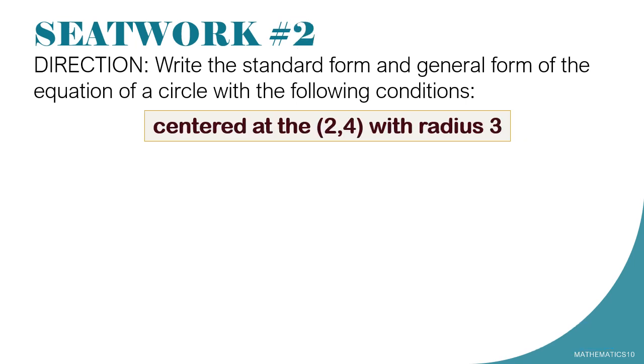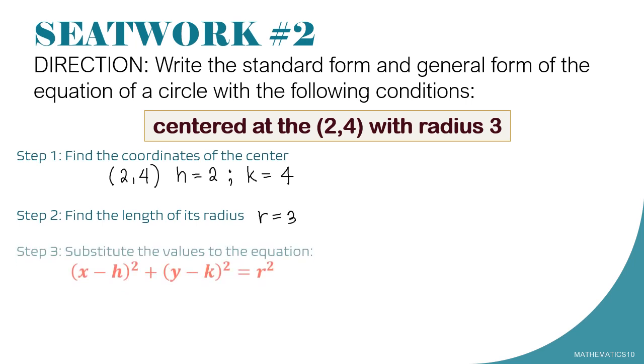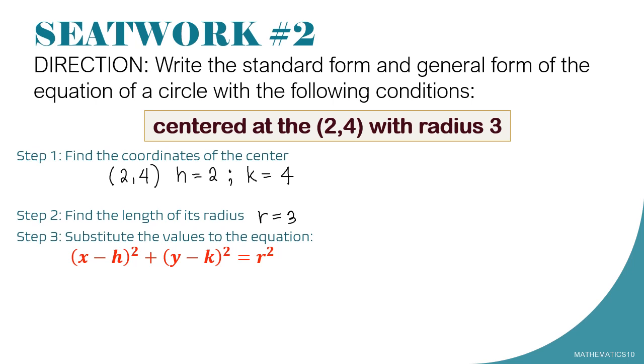For our next problem, we do have centered at 2, 4 with radius r. So we have, first step, find the coordinates of the center. So it's already given, we do have 2, 4, but let us specify what is our h, which is 2, and what is our k, which is 4. Okay, now next step, find the length of the radius. So radius is equal to 3. Next step is substitute the values to the equation.